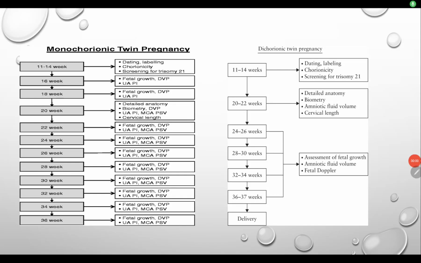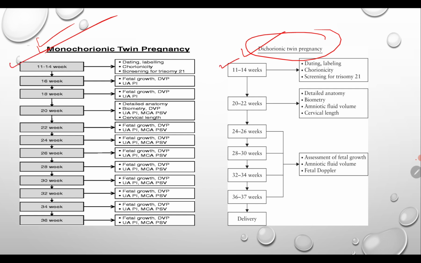Good evening, everyone. Today we'll discuss the follow-up of twin pregnancy in monochorionic versus dichorionic twin pregnancy. Dichorionic twin pregnancy is less complicated. In both dichorionic and monochorionic twin pregnancy, the first scan has to be done at the same time, that is 11 to 14 weeks.